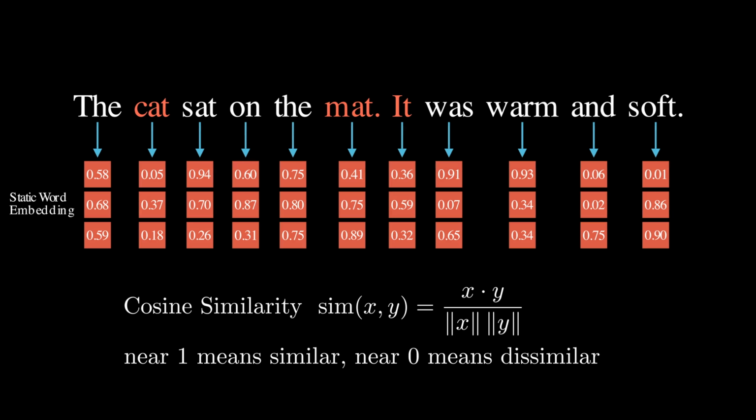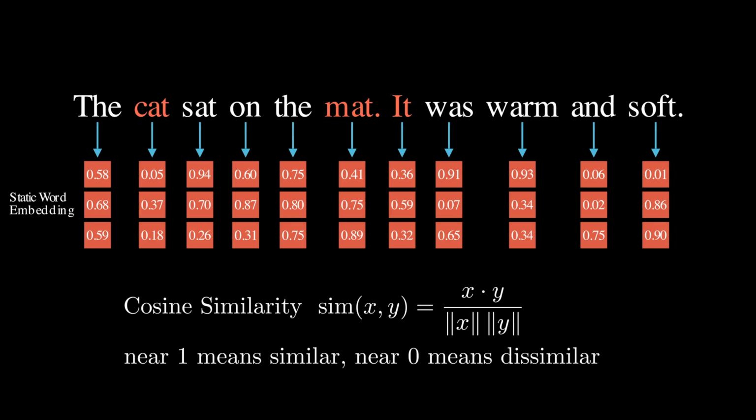In this formula, we first take the dot product of x and y, then we divide it by the product of the length of x and the length of y. We divide by the product of the lengths because we want the similarity in the direction only.